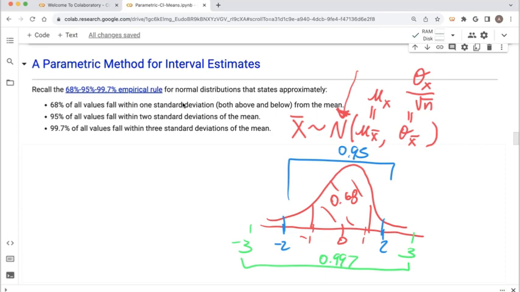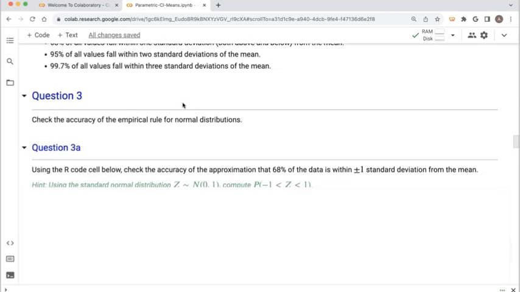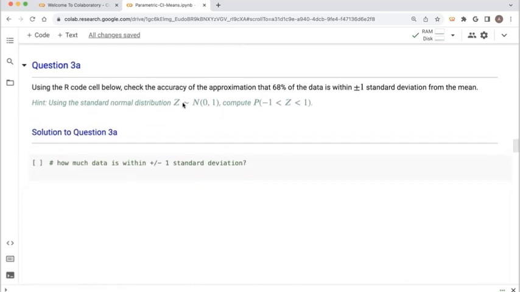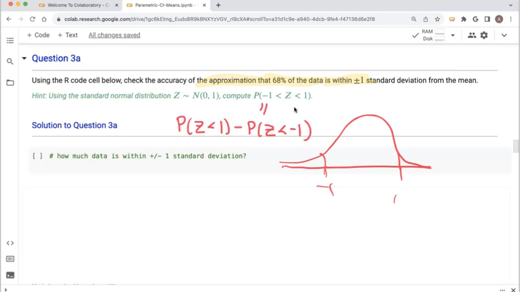So let's check the accuracy of this empirical rule a little more carefully before we start to construct our confidence intervals using a normal distribution. So this first question is saying, well, let's check the accuracy of the first claim that says 68% of the data is within one standard deviation of the mean. So here we're going to use the standard normal distribution with a mean of 0 and a standard deviation of 1. And if I want to calculate the probability that we're within one standard deviation above or below, that's calculating the probability that z is bigger than -1, but less than 1.